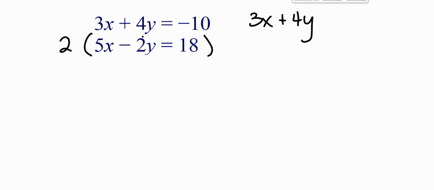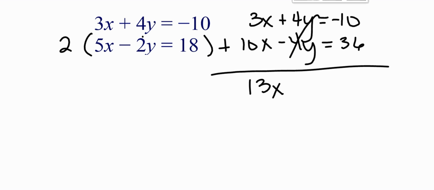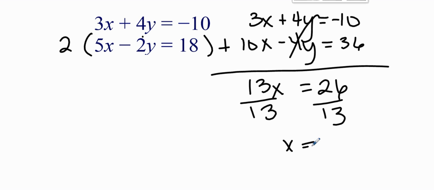3x plus 4y equals negative 10. 2 times 5x is 10x. 2 times negative 2y is negative 4y. And 2 times 18 is 36. I'm going to add those together. So I have 13x, this goes away, and I have 26. Divide both sides by 13, x equals 2.